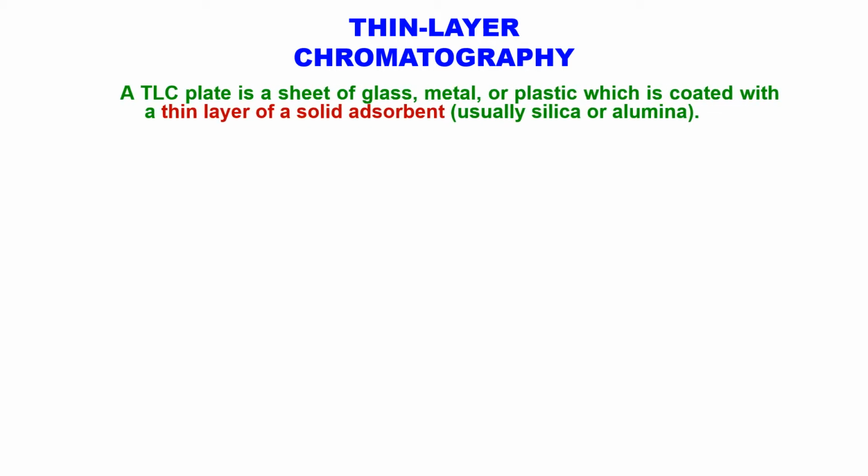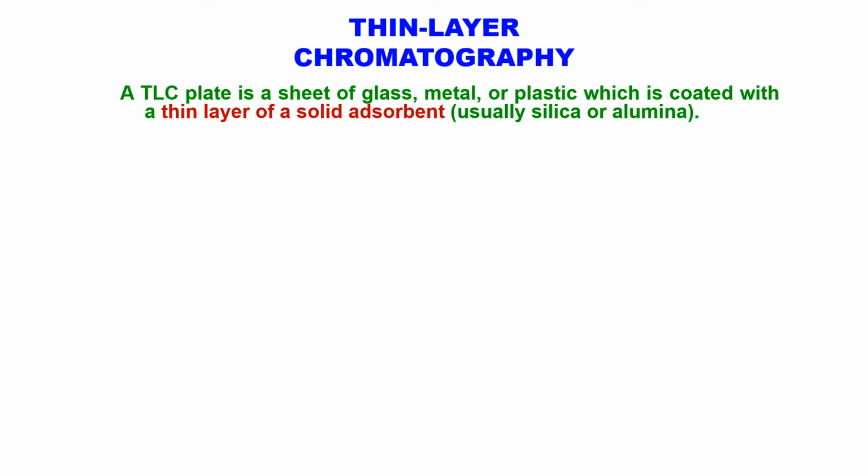So coming to thin layer chromatography, it is one of the simplest forms of chromatography, just more complex than paper chromatography. In this chromatography, a thin layer of solid adsorbent, usually formed by silica or alumina, which forms the stationary phase, is coated or layered on a sheet of maybe glass or metal or plastic.